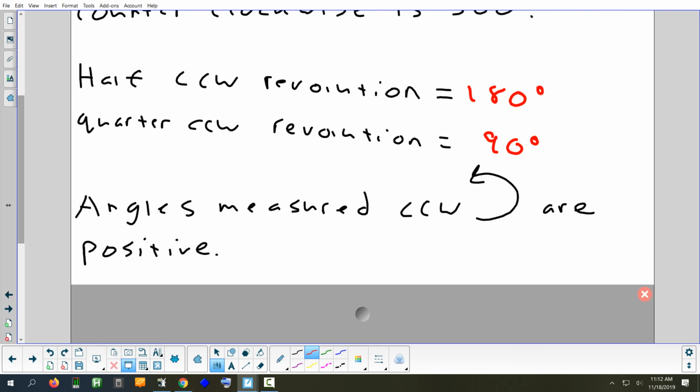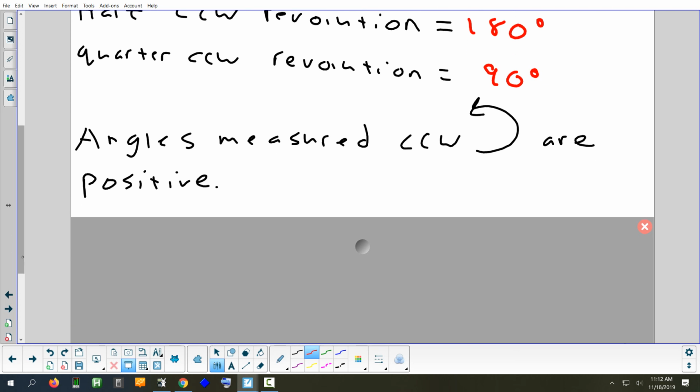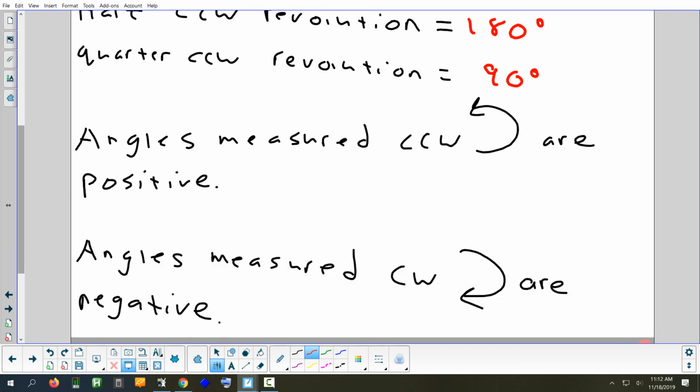So, I told you that there are two directions you can move when you're measuring an angle. If you measure in a counterclockwise direction, that's positive. So what do you think would happen if you measure clockwise? Negative. Yes. Okay, so now I'm going to show you a program that lets you draw different angles. Every angle that I'm about to draw is going to be in standard position. The vertex will never leave the origin, and the initial side will never leave the positive x-axis.